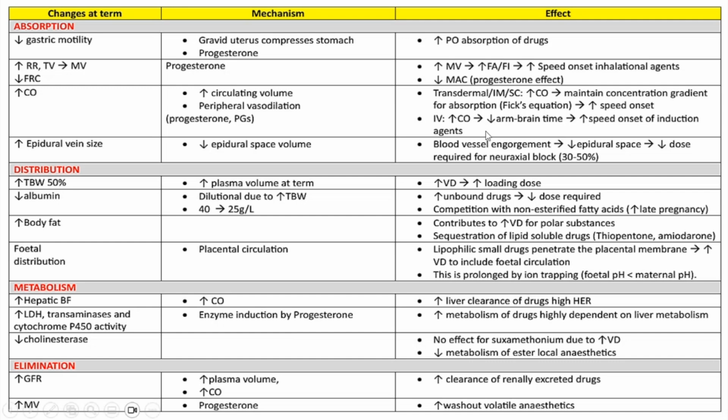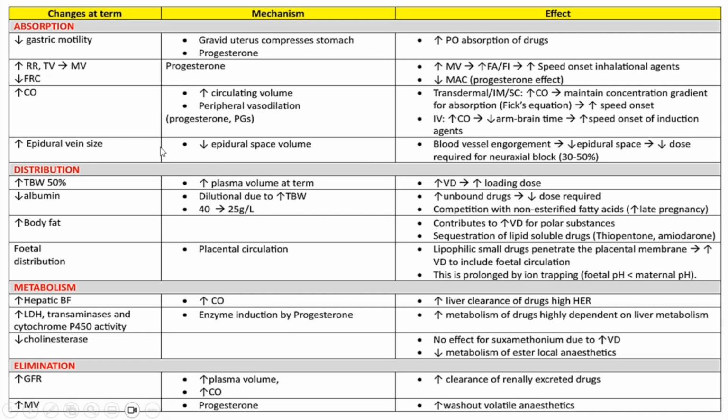For IV drugs, there will be a reduced arm-brain circulation time, so increased speed of induction. The drug can be carried from your injection site to your brain faster, so it can cause a faster onset of action. In terms of central neuraxial blockade, epidural vein size is increased.